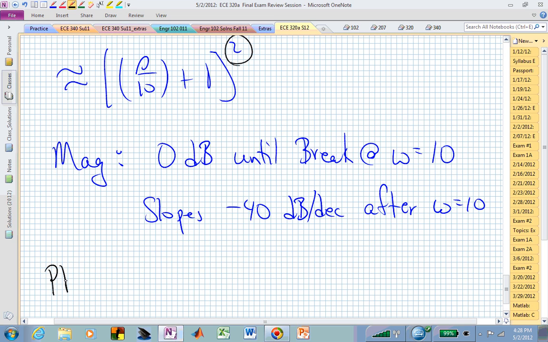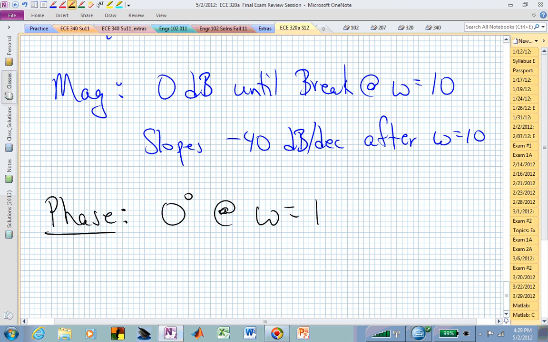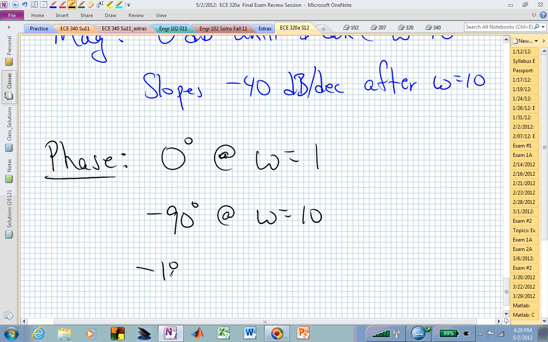Then we have the phase of this, and now everything just sort of gets amplified by 2 because of that squaring piece. Now we have 0 degrees, and again, these are 3 points of transition. It's 0 degrees a decade before the break. 1/10 of 10 is 1. It will be twice 45, or minus 90 degrees, right at the break. And it will be minus 180 degrees a decade above the break, or at 100. And now we simply need to put all these pieces together. Is that clear? Is the building of the pieces, putting them together, okay?